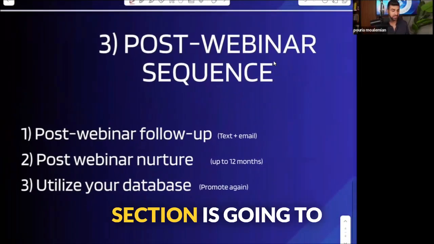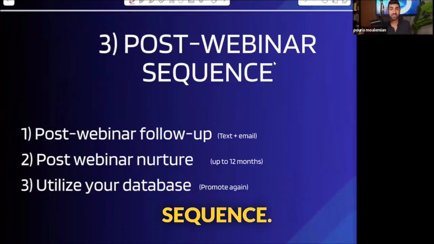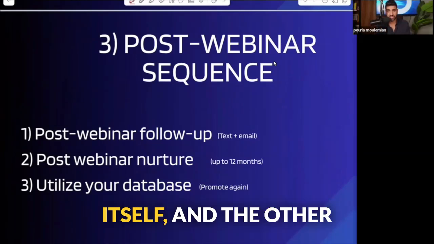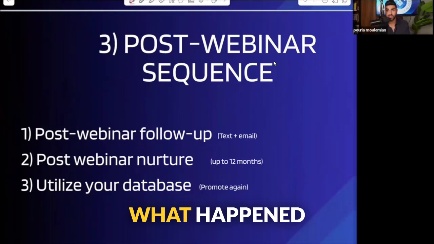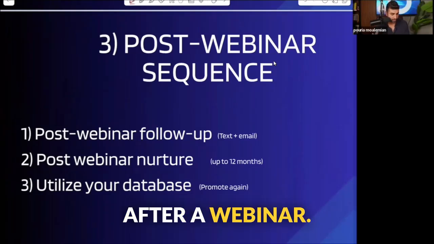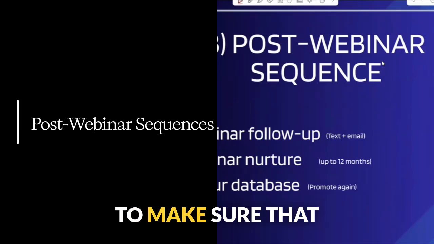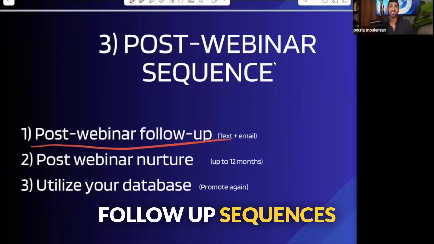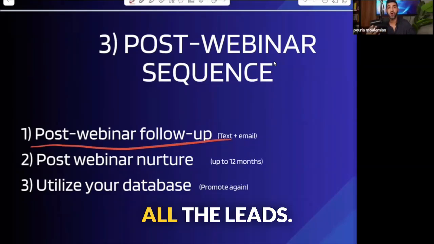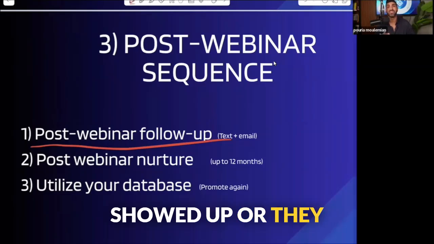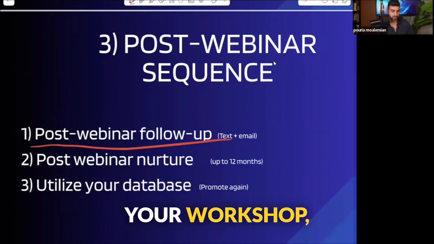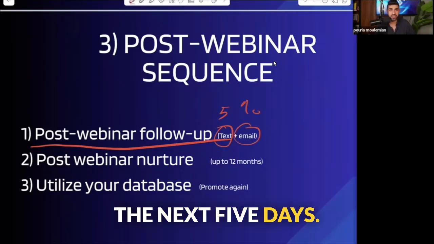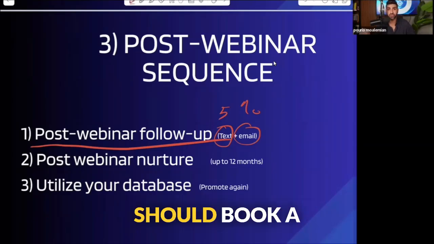And the third section is going to be the post webinar sequence. Remember, 50% of your webinar success comes from the presentation itself, and the other 50% comes from what happens before and after a webinar. So when you finish a webinar, you want to make sure that you have post webinar follow-up sequences that aggressively follow up with all the leads, regardless of whether they showed up or didn't show up to your workshop. You send a minimum of 5 text messages and 10 emails in the next 5 days to remind people why they should book a call with you.